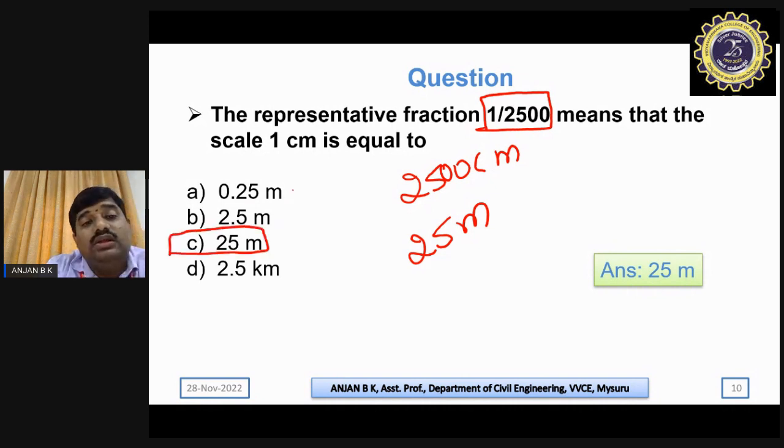To confuse, it is given as 0.25, which is wrong. 2.5 meters is nothing but 250 centimeters, so this is also wrong. So the correct answer is 25 meters. You should know that in the representative fraction, both the denominator and numerator will be in the same unit.